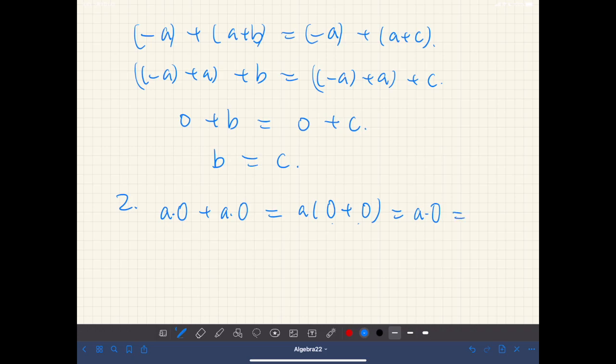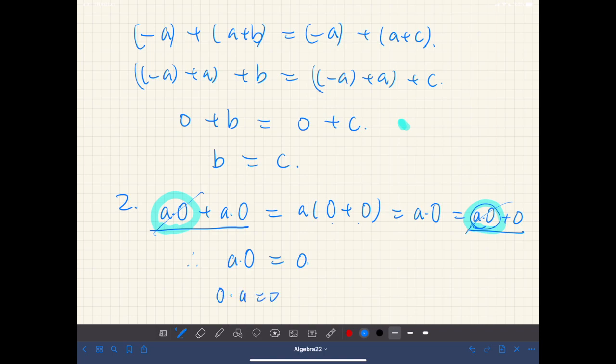Okay, and this is equal to, again using the property of 0, A times 0 is equal to A times 0 plus 0. Okay, now we have this equals to this, and we have the common element A times 0 here and A times 0 here. And using the previous result in part 1, we can cancel the same elements from both sides. So this means A times 0 is equal to 0. And we can prove similarly that 0 times A is equal to 0 in much the same manner.